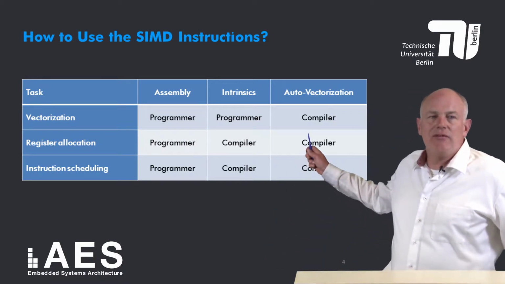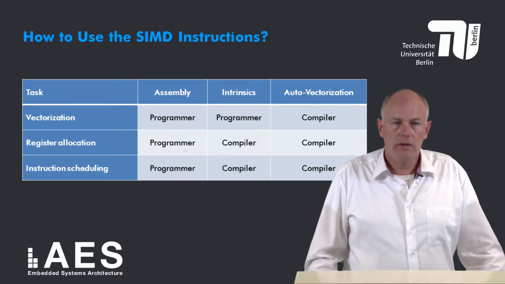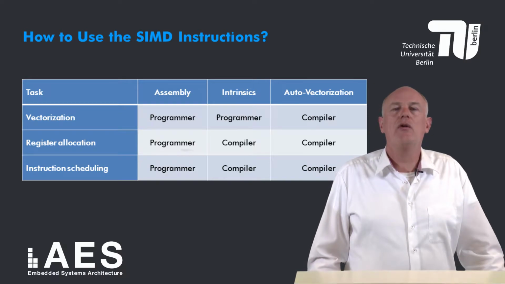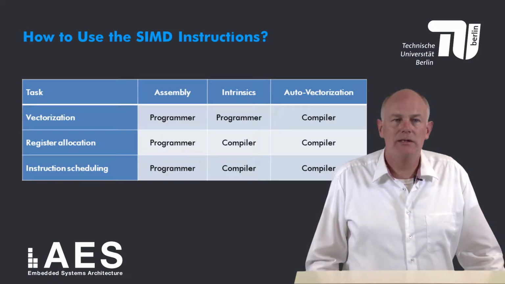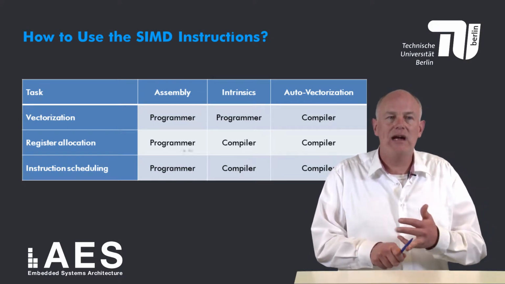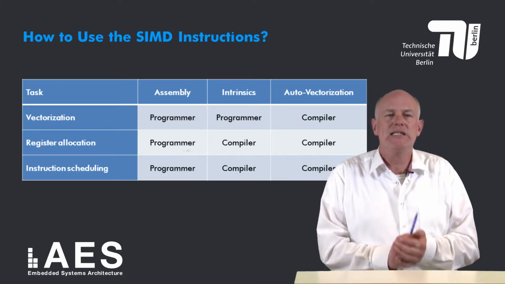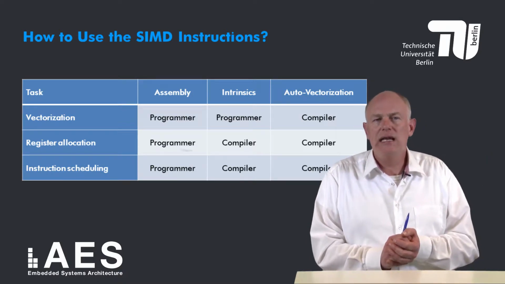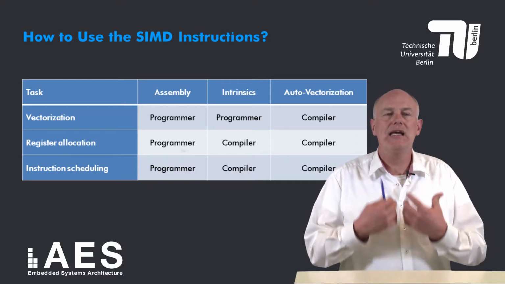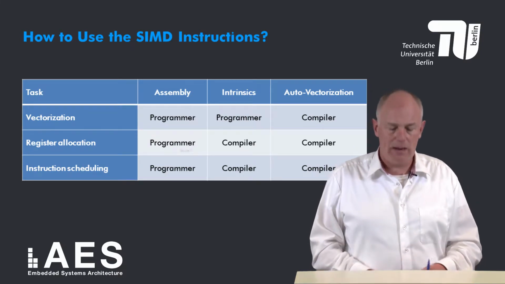And the highest level is to say, let the compiler do everything. This is actually a big research topic for auto-vectorization compilers. Then the compiler has to vectorize, allocate the registers, and do the instruction scheduling. But as I said before, there are many reasons why a compiler needs to make a conservative assumption and cannot automatically vectorize a loop, and could use a little bit of help from the programmer there.